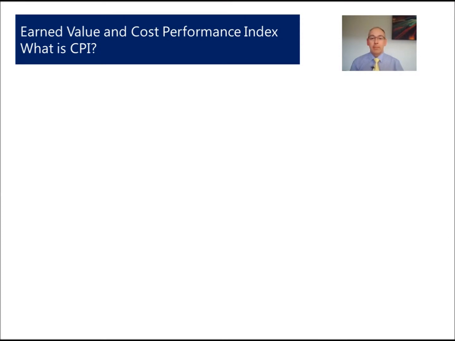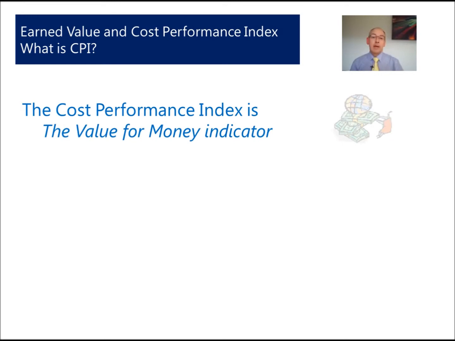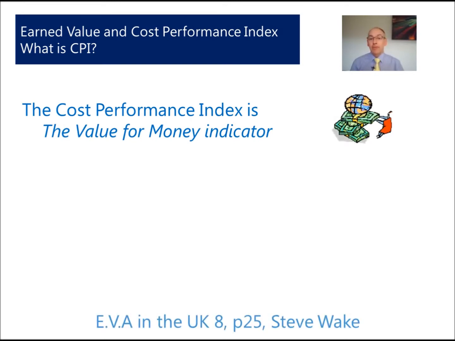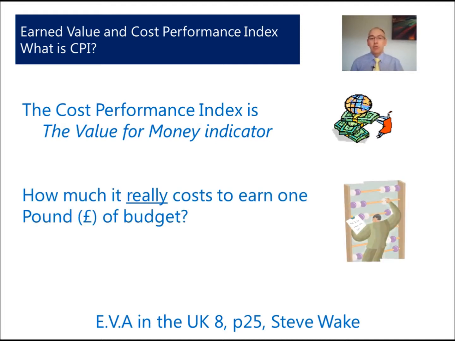So what is the CPI? Well, the CPI is known as the Cost Performance Index. It's also known as the Value for Money Indicator. And if you read Steve Wake's book, EVA in the UK, he asks the question, how much does it cost to earn £1 of budget? So if we have £1 to produce a deliverable, does it cost us that pound more or less? Or do we actually deliver on the money?